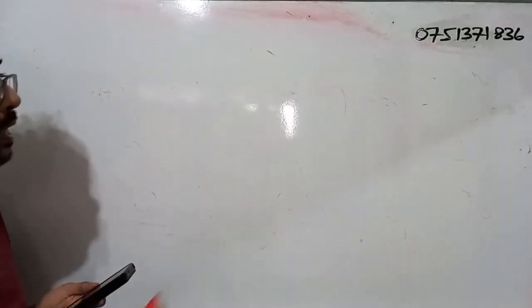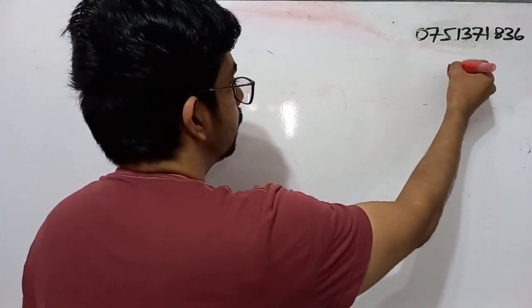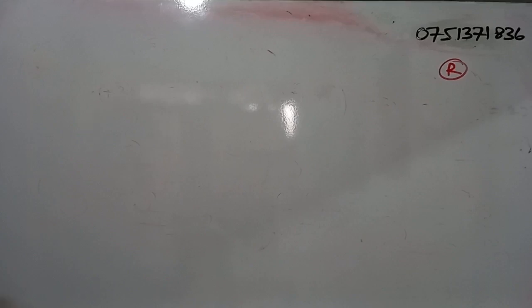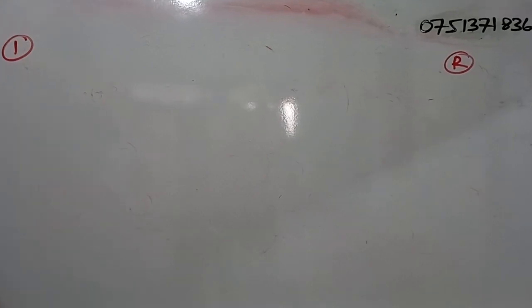Right. So we will start from the review exercises. I'll put an R for review exercises. Under that we have part 1. So what do we have? Complete the second table using the fractions in the first table.